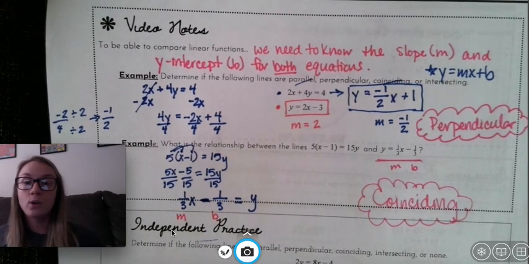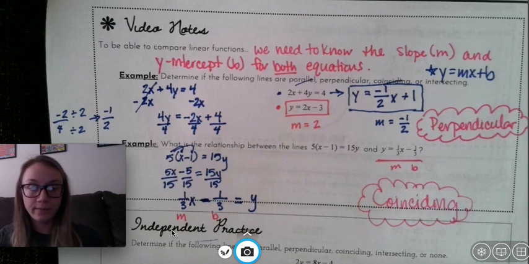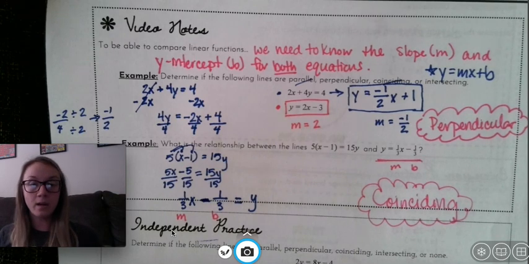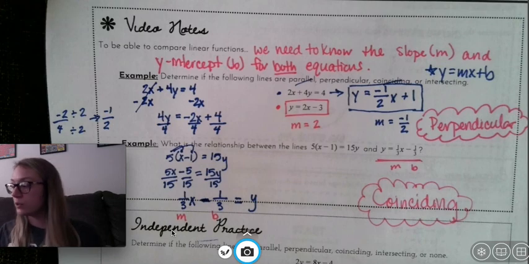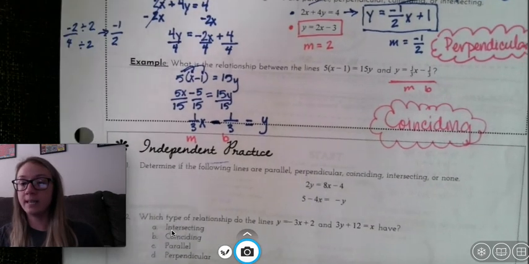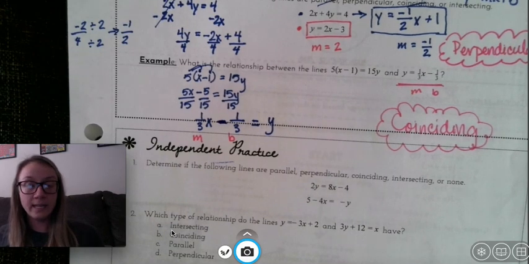So the goal for this is to put it in slope-intercept form so we can easily compare the slope and the y-intercept, so the m and the b. So you guys are going to do the independent practice that's at the bottom. If you need extra help, there is the extra help video as well.